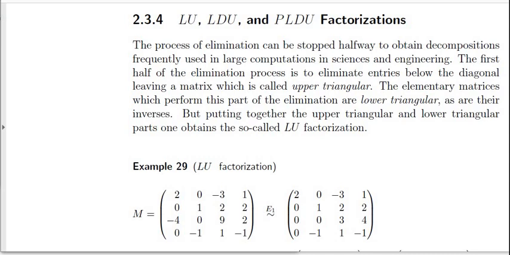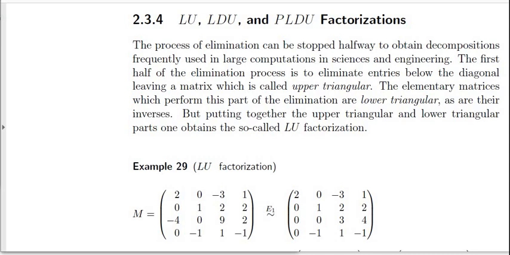So in this section, we're going to talk about some useful factorizations, the LU, LDU, and PLDU factorizations. These factorizations depend on how you break up the Gaussian elimination process. What we can do when we eliminate entries from a matrix is we can eliminate first all the entries below the diagonal, and that will end up with a matrix that is above the diagonal.